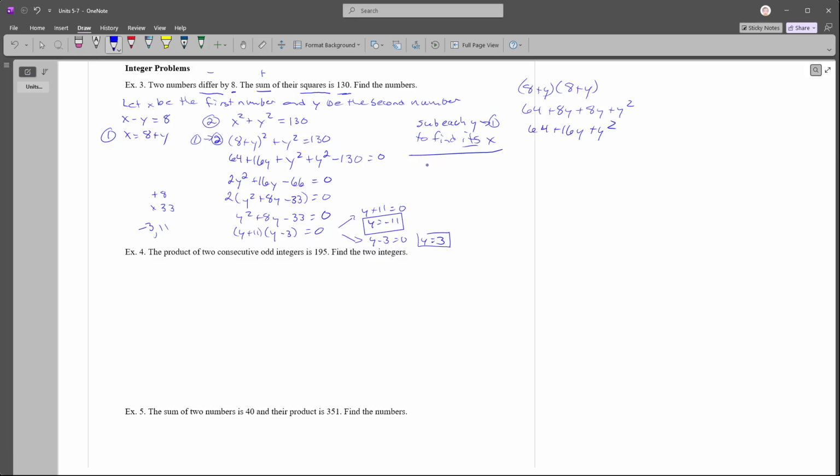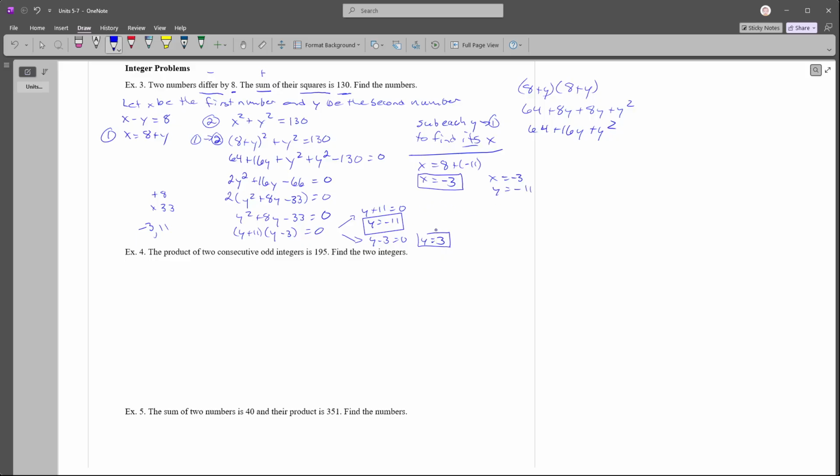Okay, so for the first one, we have y is equal to negative 11. So if we substitute that in, equation number 1 is way over here. So x is equal to 8 plus negative 11. So x is going to be equal to negative 3. So that means that we have a component of x is equal to negative 3 and y is equal to negative 11.